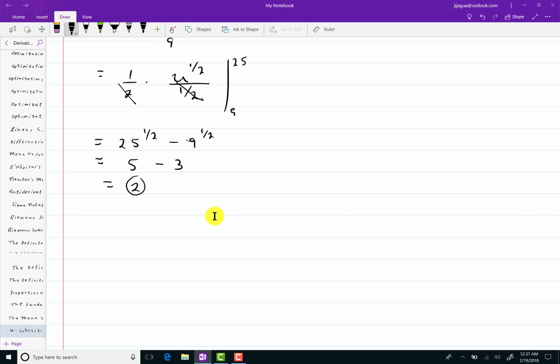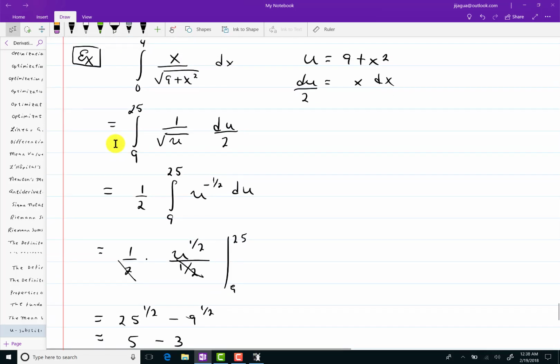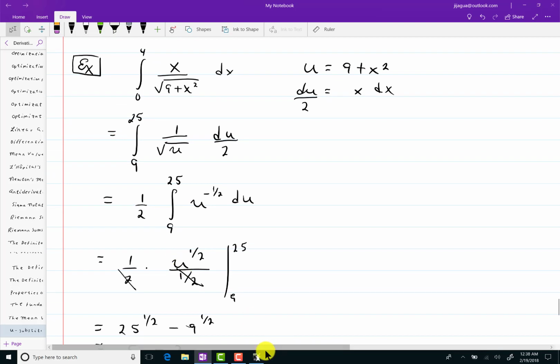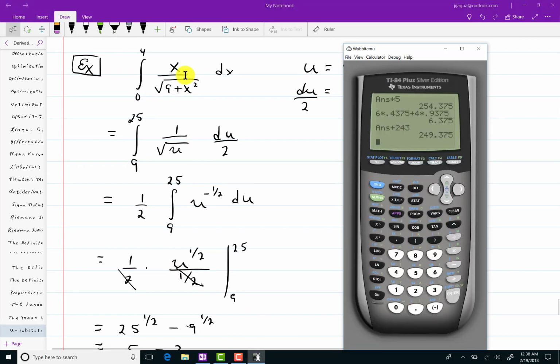And there's a way of checking yourself on these with your own calculator. Go back to the original problem. What I'm going to do is take the x over the square root of 9 plus x squared and put it into y1. So I'll clear whatever was there from before, and I have then x divided by second, where's that square root again? There it is.